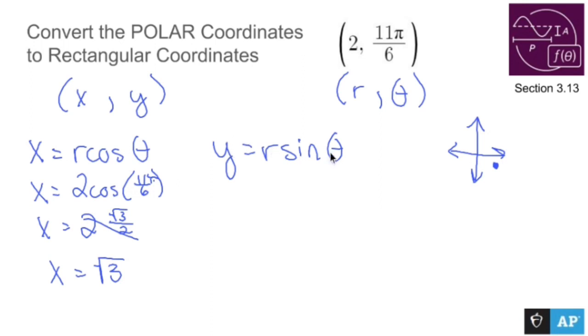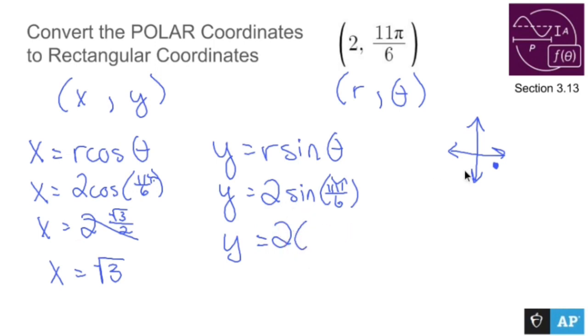Our y value is going to be very similar, where it's going to be 2 sine 11 pi over 6. Since that's the third dot on the unit circle and it's the y, it's going to become 1/2. So this is going to be y equals 2 sine. And since this is in the fourth quadrant, y is going to be negative. So this is negative 1/2. And 2 times negative 1/2 is negative 1.